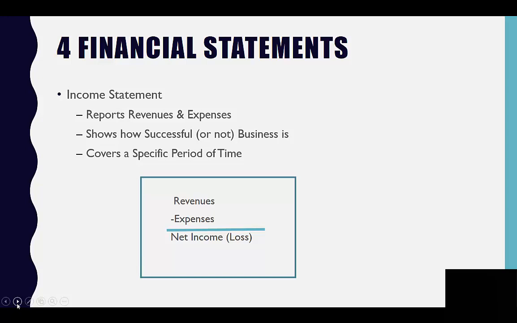This is the skeleton format of the income statement. Revenues minus expenses equals net income. If expenses are greater than revenues, there could be a net loss. The brackets in accounting symbolize negative figures. Sometimes accounting uses red to symbolize negative figures as well.